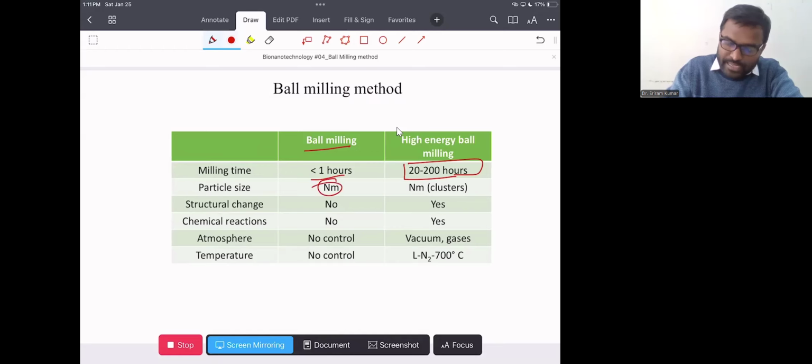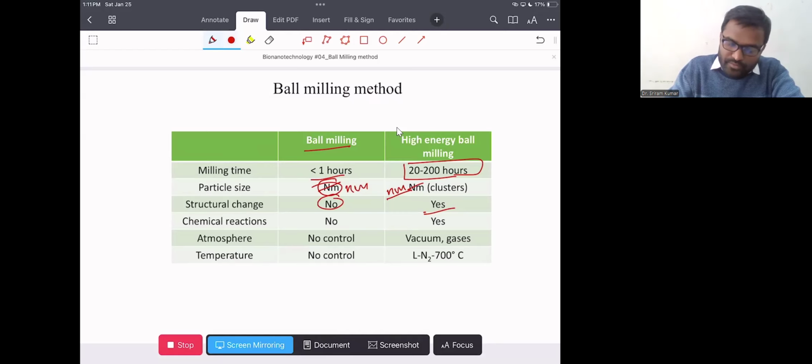Second, we will have the nanomaterial here. So sorry, this should be nanometer, it should also be a small n. So it should be nanomaterial size for the material particle size. And in the structure change, in the normal milling method there is no structure change of this material. However, in the high energy ball milling, we have a change in the structure of the starting material.